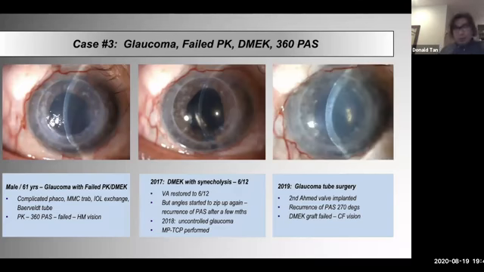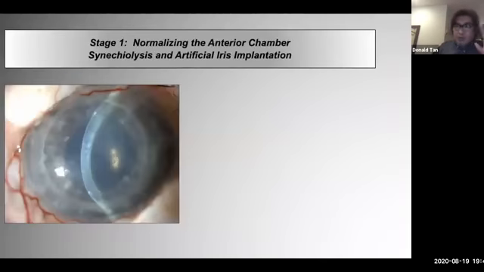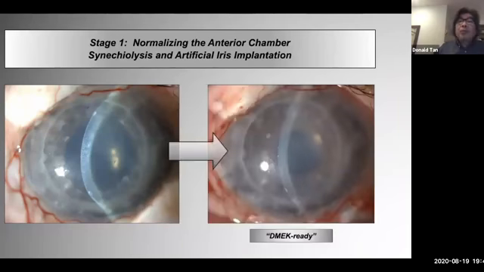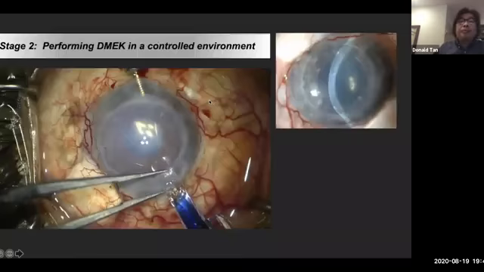So I'm not going to repeat the same thing again. We're not going to do a synechiolysis and do DMEK. So in this case, I removed the iris, put in the secondary implant. Now, unfortunately, I don't have the video for the iris implant, but it's almost the same here. This is what we did after removing the iris and implanting the artificial iris. You can see the AC is very deep now. Okay, and this is what I call DMEK ready.